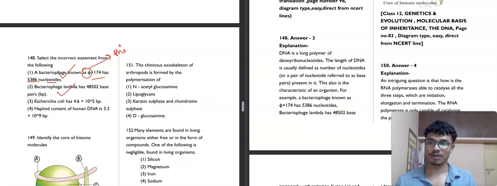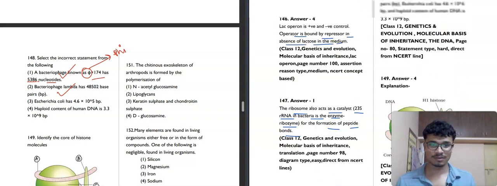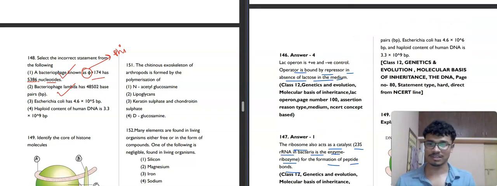Then Escherichia coli, E. coli has 4.6 into 10 to the power 5 base pair. Do you think it is correct? No, it is not correct, because Escherichia coli has 4.6, that is correct, then 10 to the power 6 base pair, not 10 to the power 5. So this becomes incorrect. Then the haploid content of human DNA is 3.3 into 10 to the power 9 base pair. What about the diploid content then? 6.6 into 10 to the power 9 base pair. And almost 99% of our human DNA is the same. So here, which is the wrong one? The third option is our correct answer.